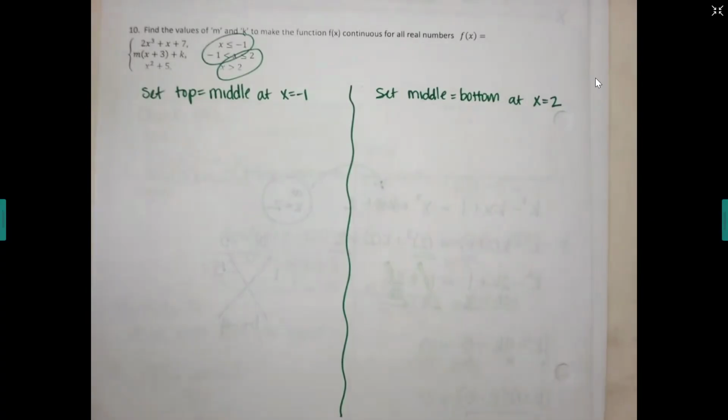You can do it. Very last question. So your top is 2x cubed plus x plus 7 equal to m. For now, I just want you to simplify it. Put the like terms together and then you're going to move to the other side.